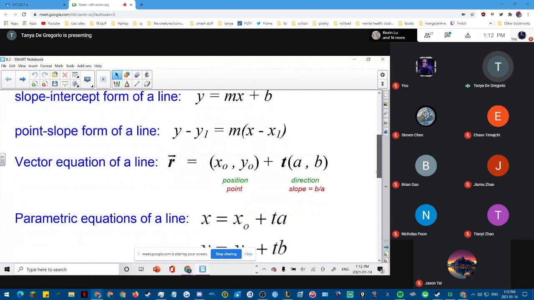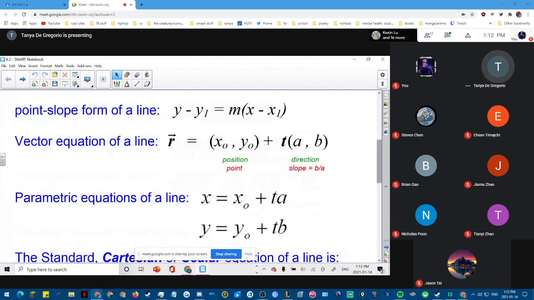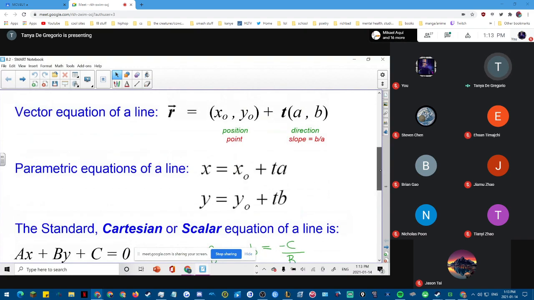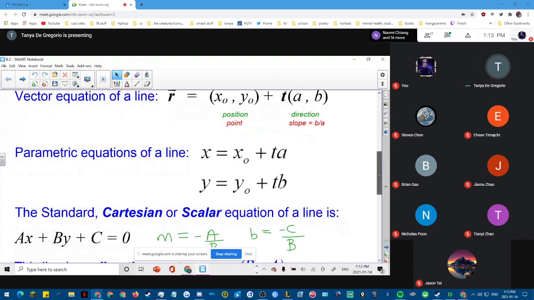Vector equation of a line, which we've just learned a few minutes ago: you have your position vector, which is your point, x naught, y naught, plus t, which is just a scalar multiple, times your slope, a comma b. It's called your direction vector. Parametric equations is solving for x and y. So just imagine your vector r as components x comma y. x equals x naught plus ta, y equals y naught plus tb.